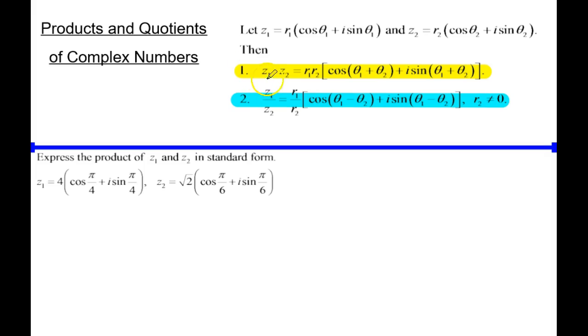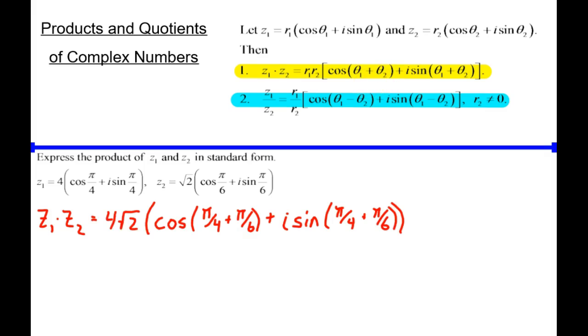So if we want to find the product, we're going to use the first equation. The product of z sub 1 times z sub 2 is going to be equal to, we have to multiply our modulus together for each of those complex numbers, and then we have to add the arguments together for each of those complex numbers. So first we get 4 times radical 2 times the quantity, the cosine of pi over 4 plus pi over 6 plus I times the sine of pi over 4 plus pi over 6.